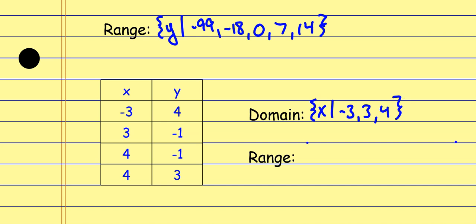The range, in this case, it's y, so I say y such that. And then I've got a -1. I want to do an order here. -1, a 3, and a 4. And once again, I don't list the -1 twice. I just want to know that I use that value, not how often I'm using it, okay?